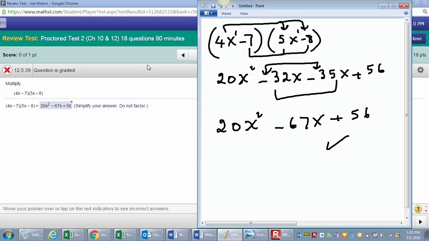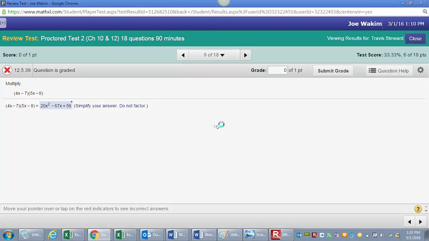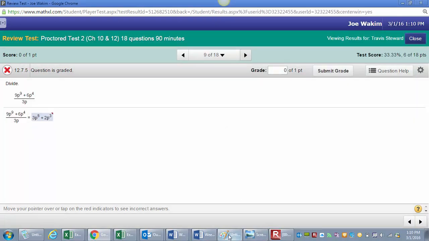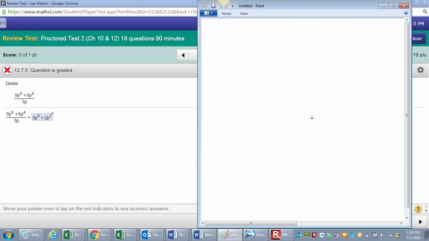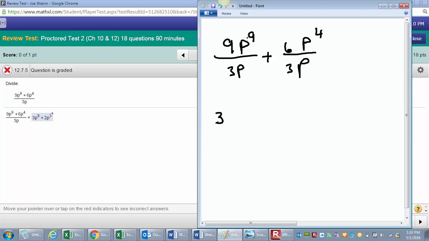Alright, let's go to the next question. Number 9. On number 9, we have to simplify, divide by a monomial. This is called a monomial. So we're going to split the fraction. We're going to divide 9p^9 divided by 3p plus 6p^4 divided by 3p. How do we divide? 9 divided by 3 is 3. When you divide, you subtract. 9 minus 1, 8. So that would be p to the power 8.